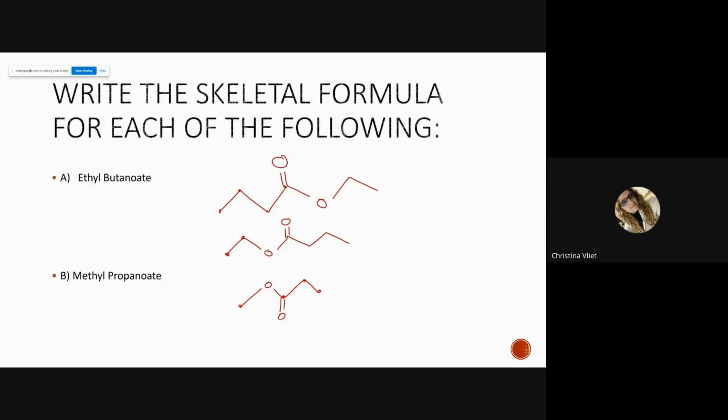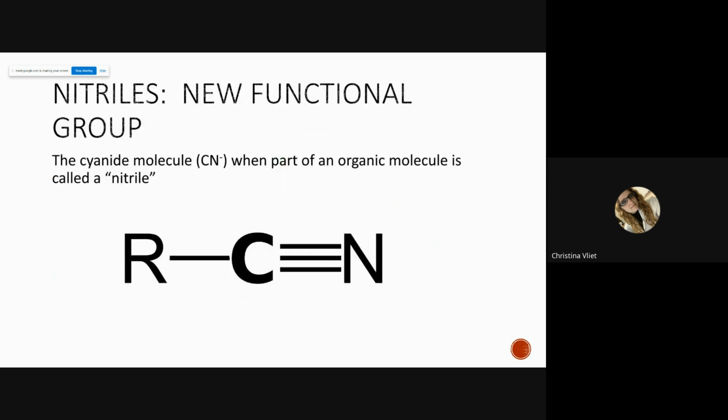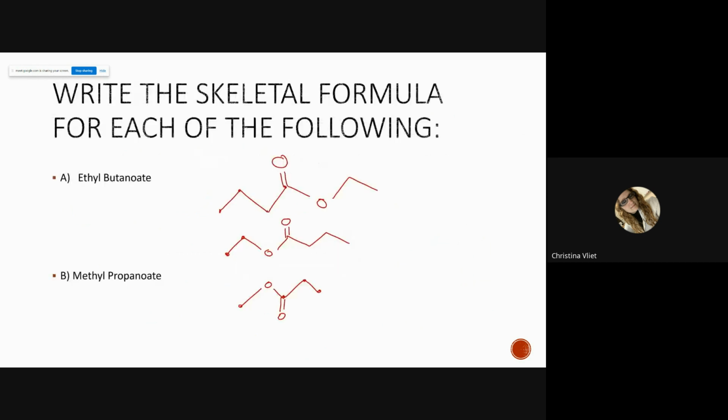All right, last section, nitriles. Janie, do you need to take a picture real quick? I know you just came back from the doctor. Almost done.